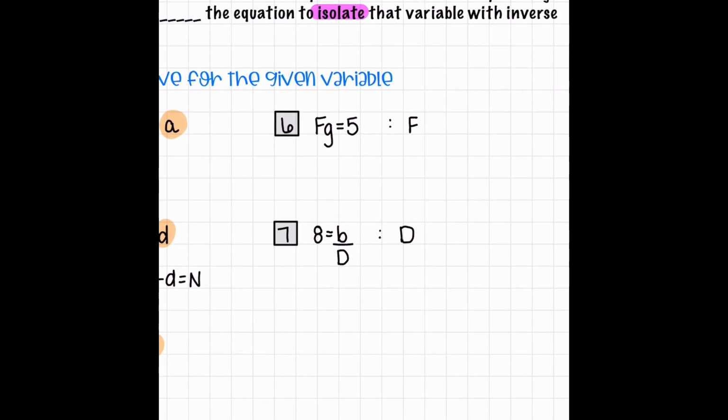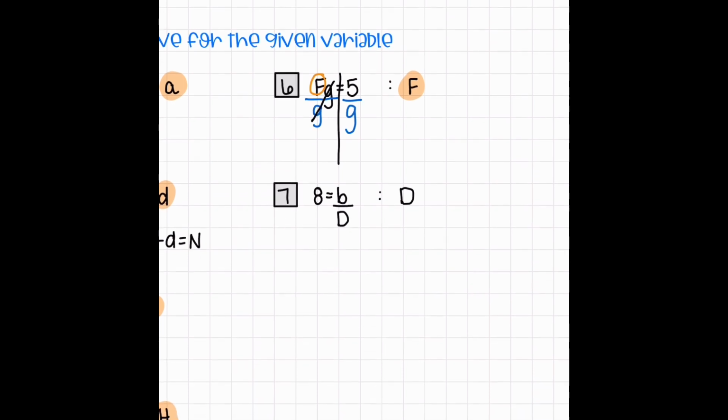All right, so for number 6, we're solving for F again. So I'm going to circle the variable I want to get by itself. All right, so in this particular problem, I have F times G. So remember, the opposite, the inverse of multiplication is division. So we're going to divide by G. Okay, the G's on the left are going to cancel, and then F equals 5 divided by G.